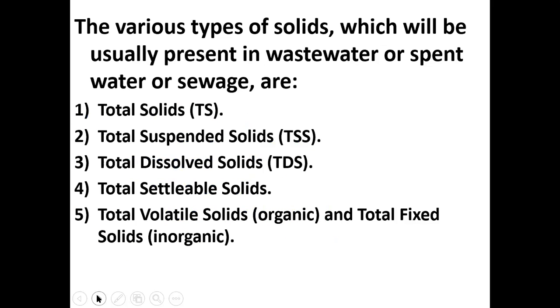Now, there are different types of solids present in wastewater or spent water or sewage. There are 5 different categories mentioned here. First one is total solids, which we call TS. Total suspended solids, those which are in suspension. Total dissolved solids, those which are in dissolved form. Total settleable solids, those which can settle. And the fifth one is total volatile solids, which are organic.